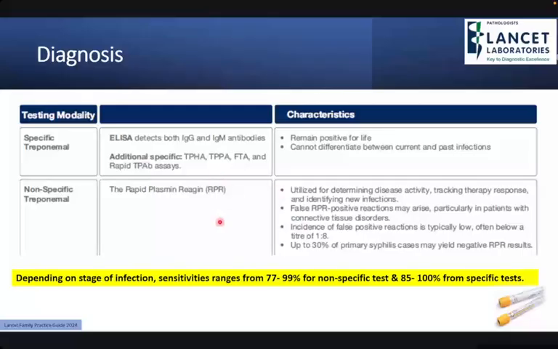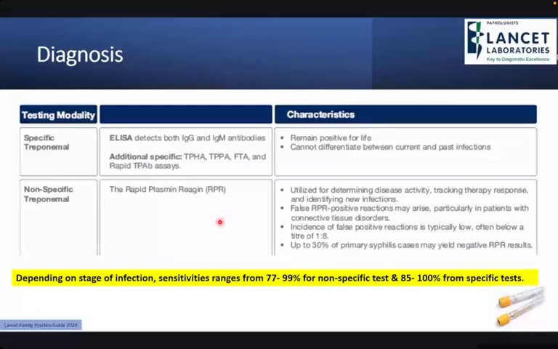So we do ELISAs, which detect both IgG and IgM. These specific treponemal antibodies won't be able to tell you whether this patient has a current infection or a past infection, because we don't differentiate whether it's an IgG or an IgM. And number two, they remain positive lifelong. So you can get a patient with a positive ELISA who has been treated before, but it's still positive. And so every time we get a positive IgG, IgM ELISA, we have to do an RPR.